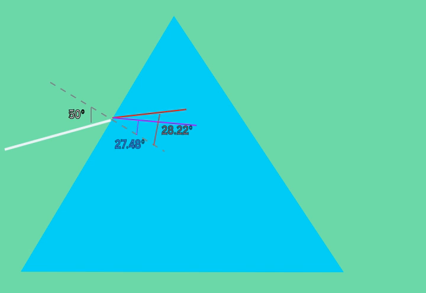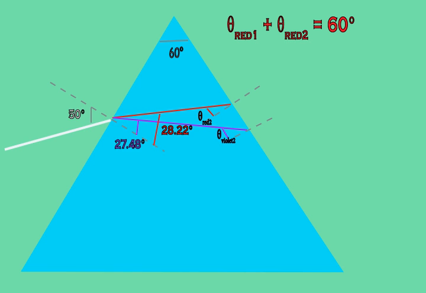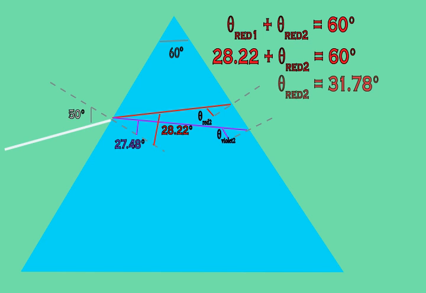When the red light ray and violet light ray reach the boundary of the glass, they will be incident with angles theta red 2 and theta violet 2 respectively. Since the apex angle is 60 degrees, we know that theta red 1 plus theta red 2 will be equal to the apex angle, which is 60 degrees. Therefore, 28.22 plus theta red 2 is equal to 60 degrees. Then, theta red 2 will be equal to 31.78 degrees.